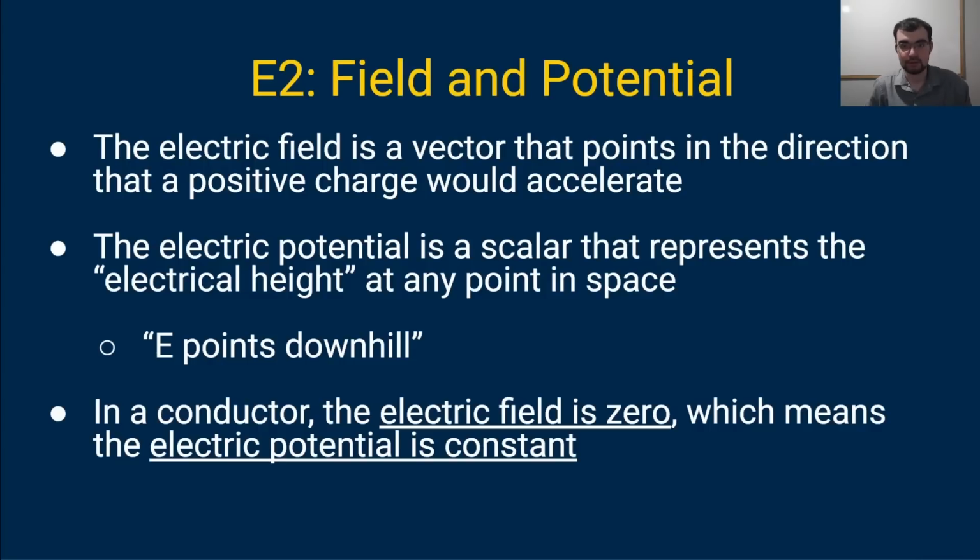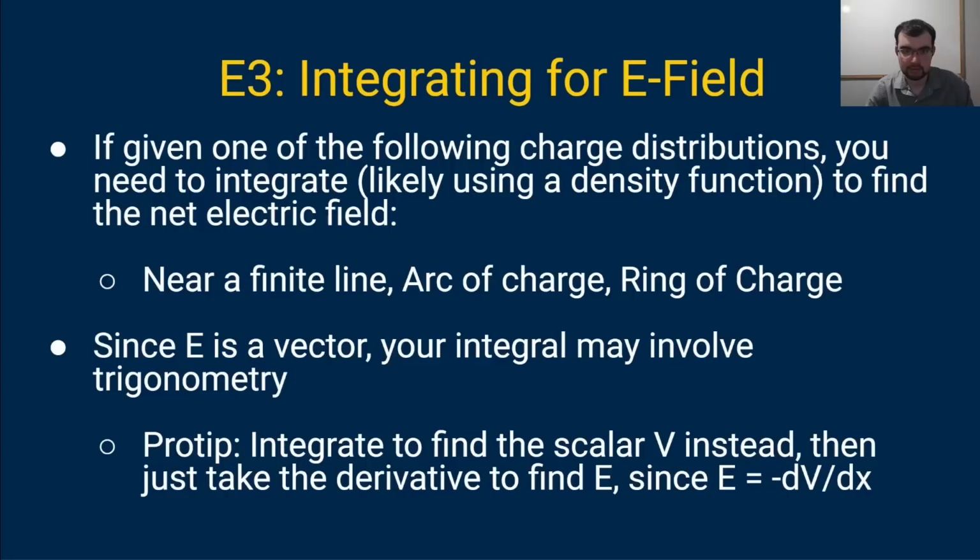And if the electric field is zero, that means that the slope of my terrain is zero, which means that I'm not changing elevation anywhere in a conductor. So conductors have zero E field, but not zero potential. It's just constant potential. So this is used to solve those connected spheres questions. If you have any conductors connected, they've got to have the same potential.